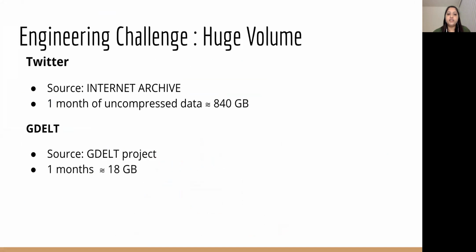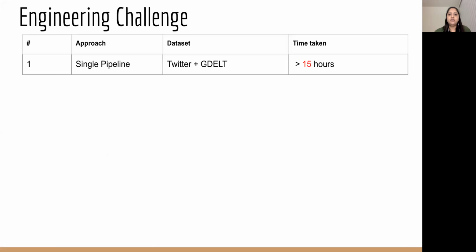So moving on to engineering challenges, this was mainly caused by the huge volume of Twitter data. 1 month of uncompressed Twitter data is around 840 GB and GDELT it is around 18 GB for a month. So in the first approach, what I did was I joined tweets with GDELT data to get tweets with news links from GDELT. The idea was that the number of tweets with news links is less. So store only those tweets in the database that actually have news links. But it took more than 15 hours.